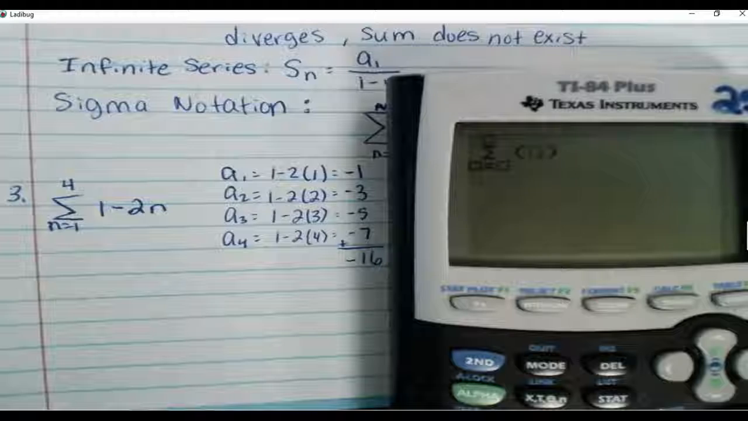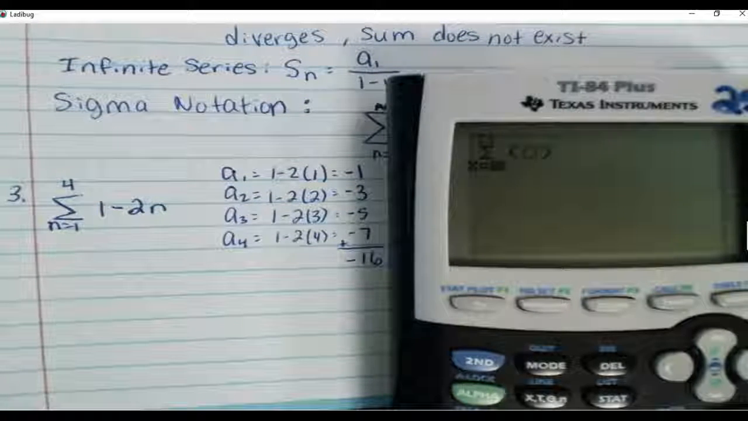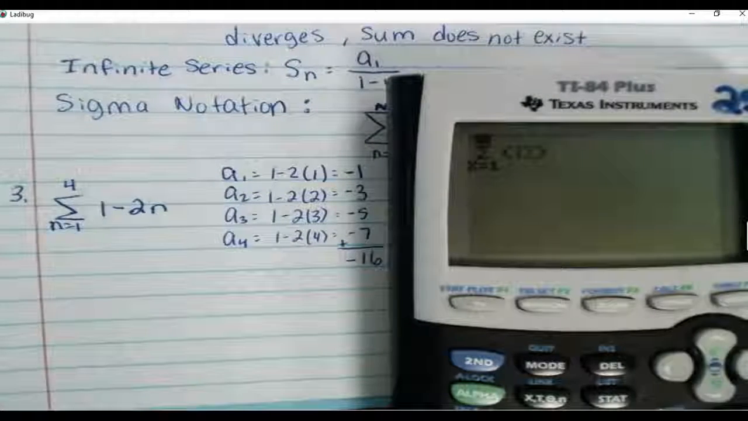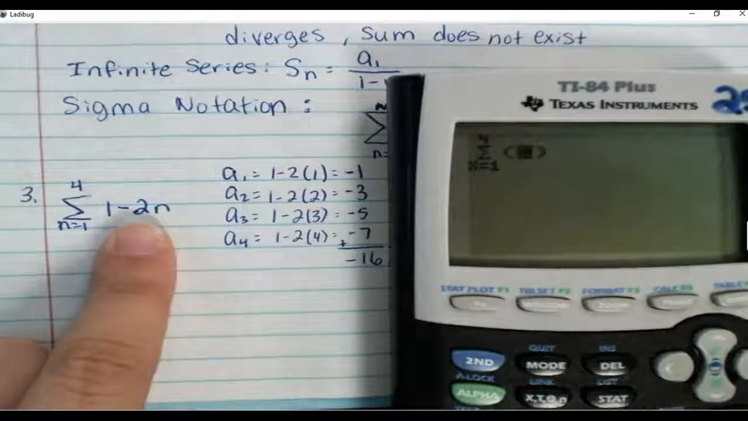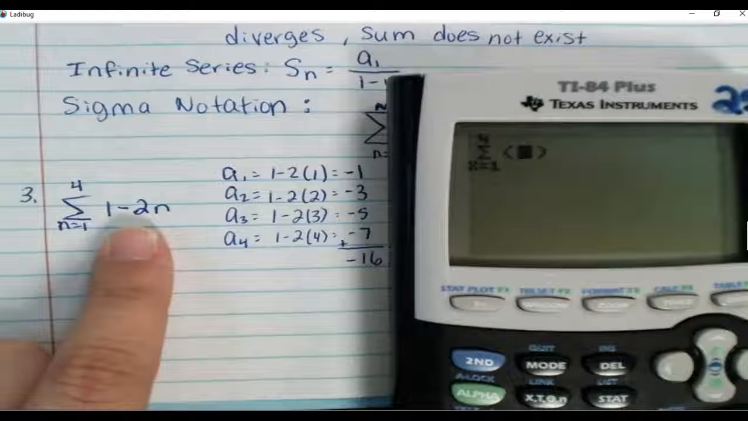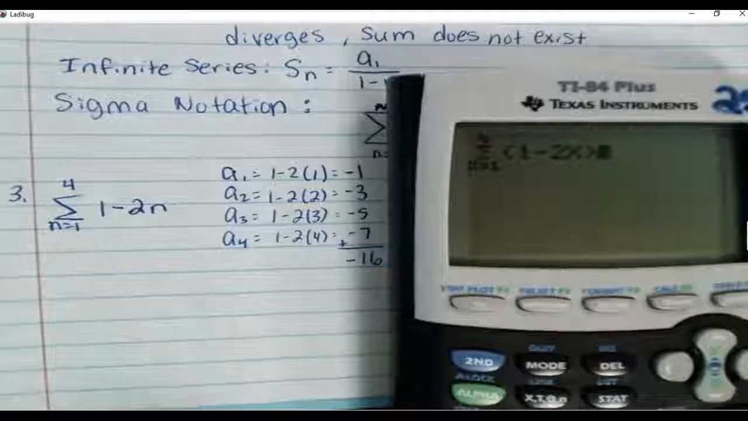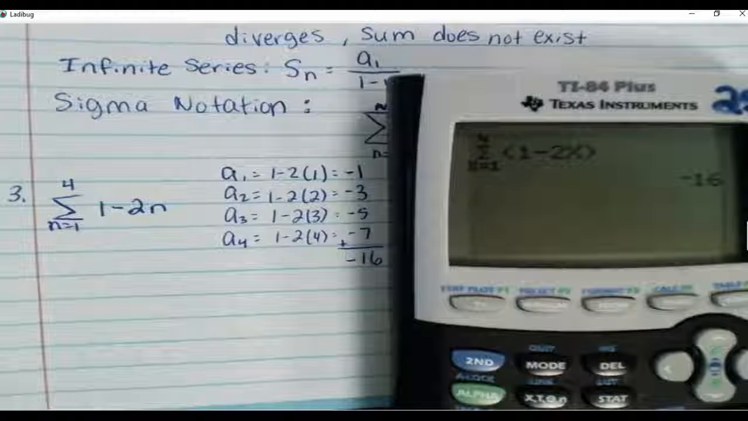Okay. So you have to pick your own letter. You can use N if you want to. I always just use X because X has its own button. But it doesn't matter, whatever letter you want to use. And then you just type it in just like it looks. So X equals 1. Up top, we had a 4. Now, the only thing is, whatever's in your summation, all of that has to go in the parentheses that it gives you. So 1 minus 2x. The whole equation goes in those parentheses. And hopefully we get -16. And we do. Questions?